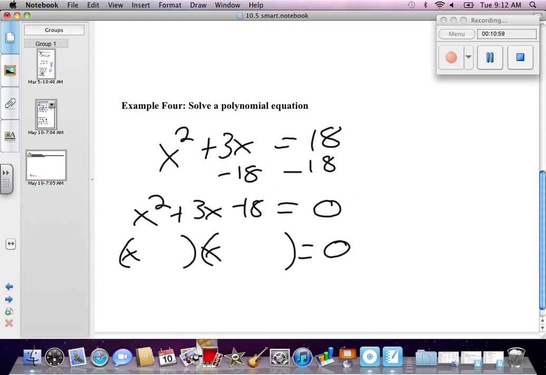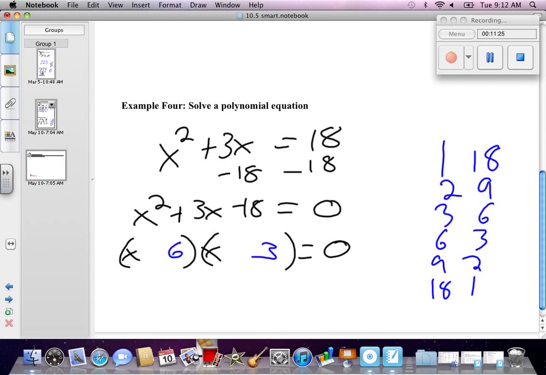Okay, ladies and gentlemen, what numbers multiply to give us 18? 1 and 18, 2 and 9, 3 and 6, then we can go backwards. 6 and 3, 9 and 2, 18 and 1. Okay. Which ones, when I add them together or subtract them, give me 3? 6 and 3. Which one has to be positive? Which one has to be negative? 6 has to be positive. Alright, let's move on to our word problem.